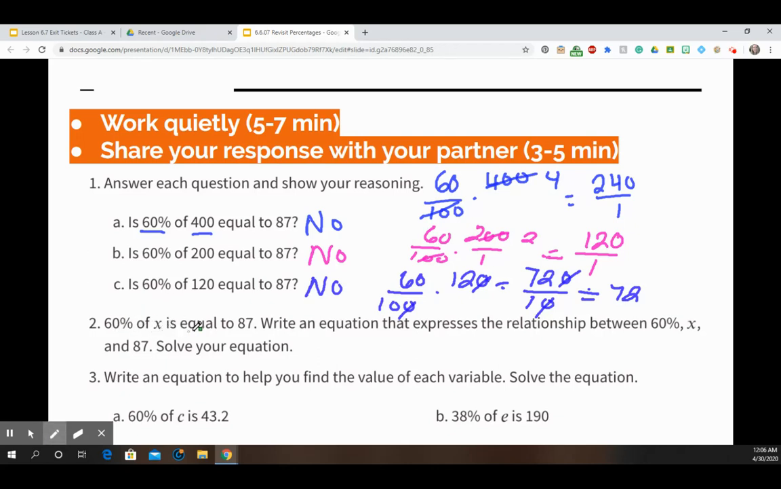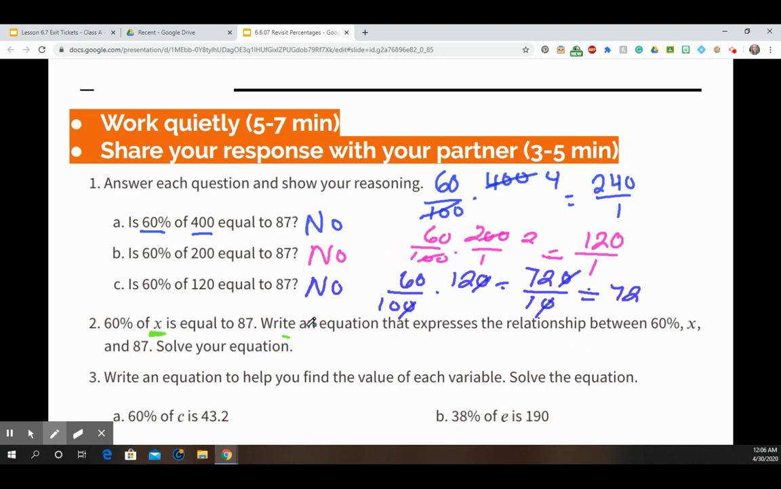60% of x is equal to 87. So they're saying whatever this value x is, when I do that, it would be equal. So we have a bunch of options that it can't be, right? But now we're going to figure out what it could be. So write an equation that expresses the relationship between 60% x and 87.